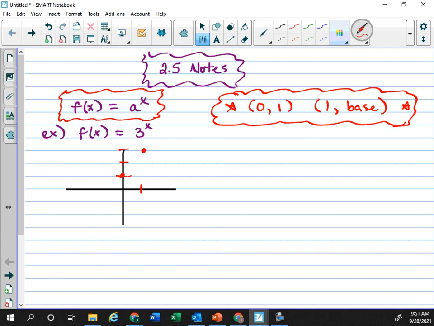So when you're graphing exponential functions, you also always have a horizontal asymptote. For your base function or your parent function, it always starts at y equals 0. When we have transformations and shifts and things happening, that will move, but with the parent function, it's at 0. So I'm going to go ahead and sketch that.